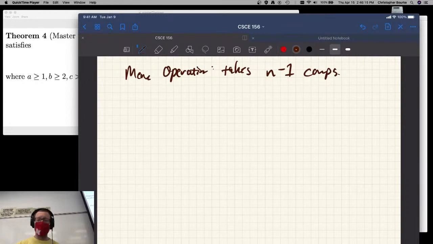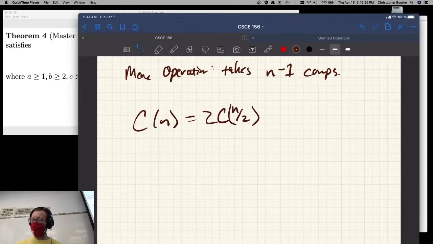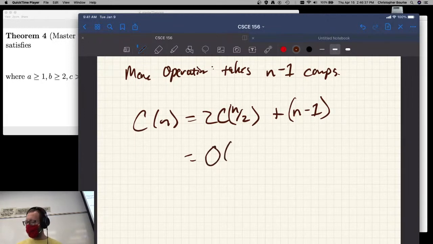And since we're doing the recursion to start with, C sub n is a perfect recursion of n divided by 2, but remember that we do 2 recursive calls. There is a non-recursive cost of n minus 1 comparisons. Look familiar? It's already what we did. n log n.